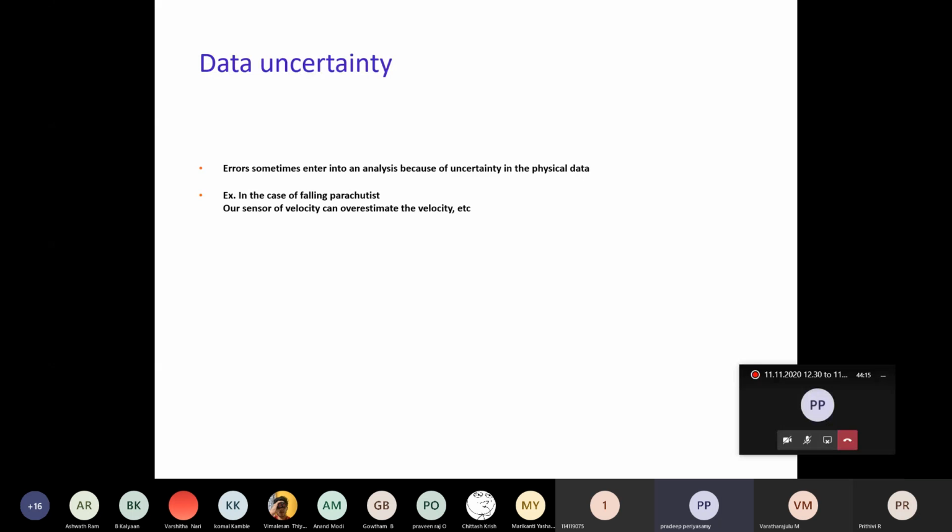For example, if a parachute is falling from a height and has to depend on its velocity sensor to estimate the velocity, there may be uncertainty due to drag of air or change in atmospheric pressure, like that. So the data may not be valid.